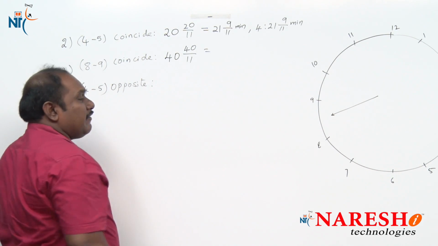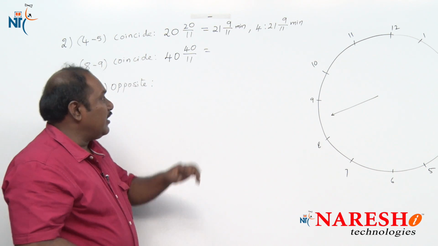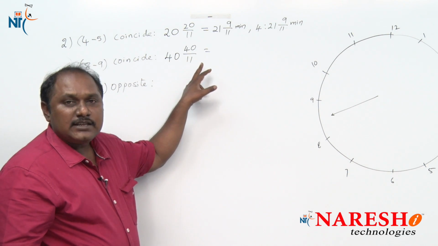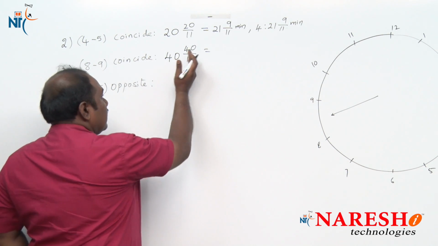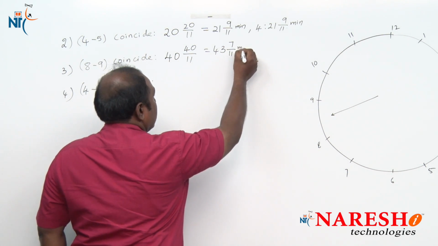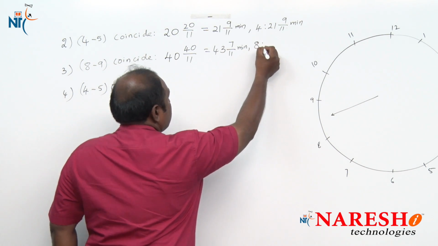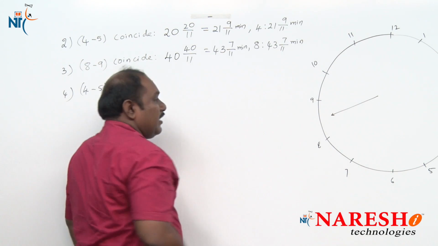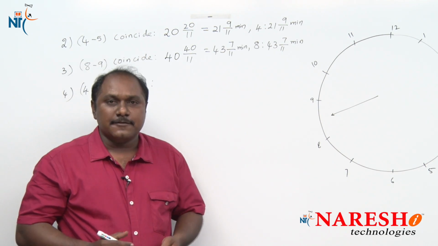Now, this 40 by 11 is an improper fraction. Let us try to convert into a mixed fraction. 40 by 11 is 3 7 by 11. So, add that 3 to this 40, your answer is 43 7 by 11 minutes. So, at 8 43 7 by 11 minutes, the minute hand and hour hand coincide.